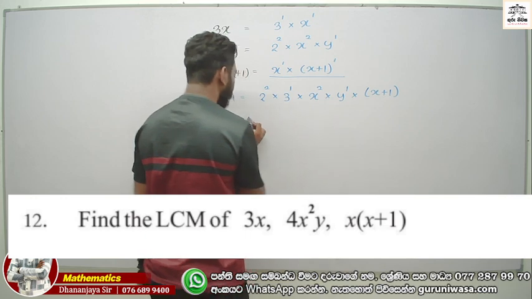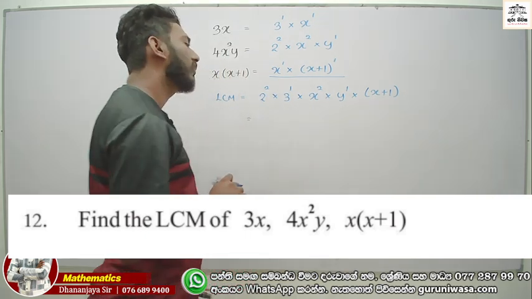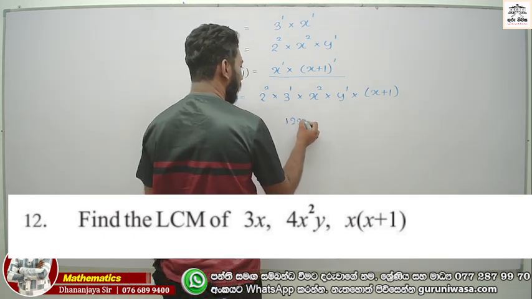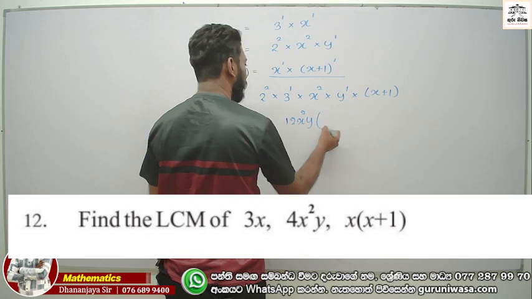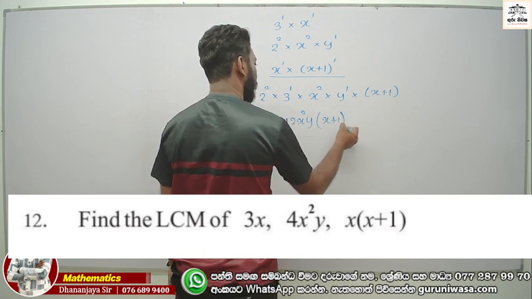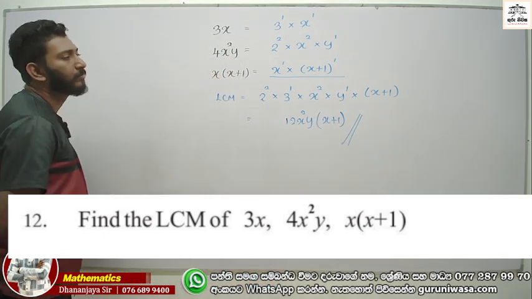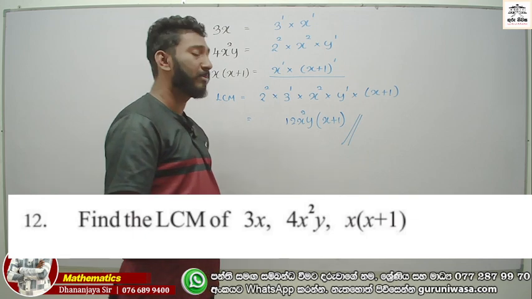Now what is the answer? 2 to the power of 2 is 4. 4 times 3, 12. 12 x squared y into x plus 1. Now this is the lowest common multiple. This is the lowest common multiple.